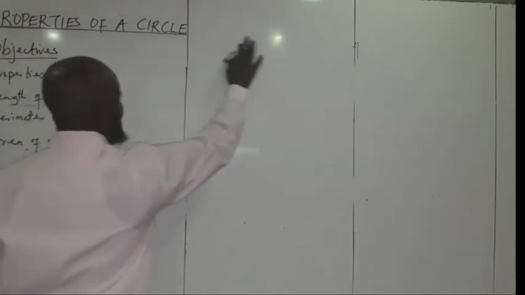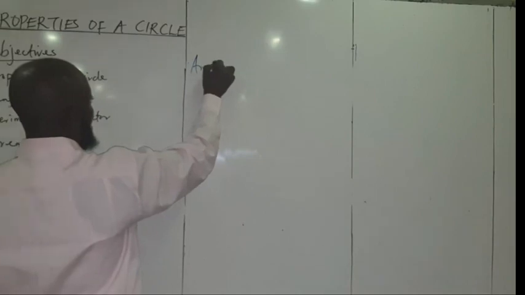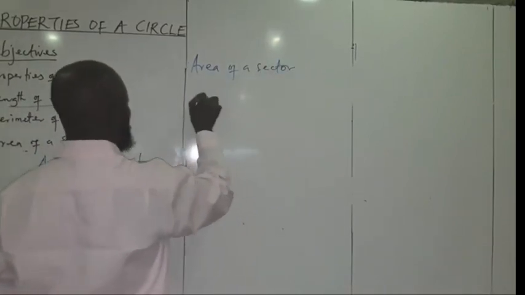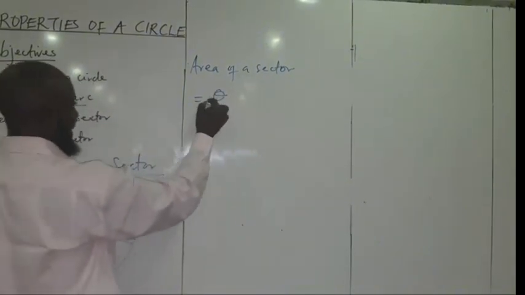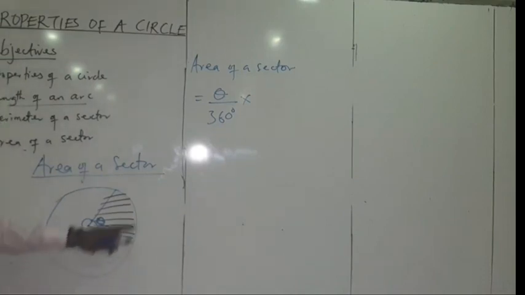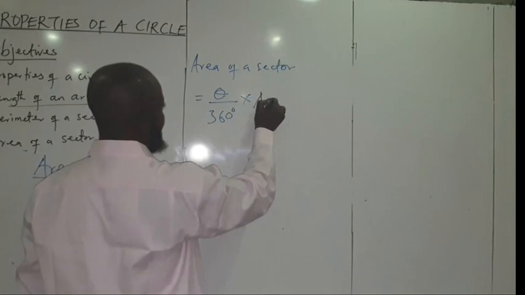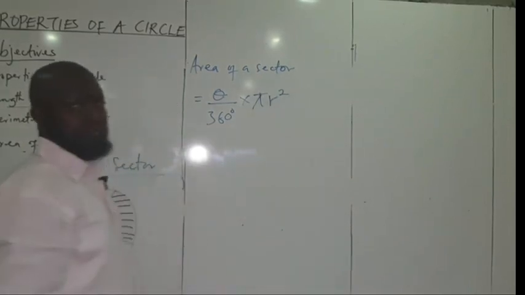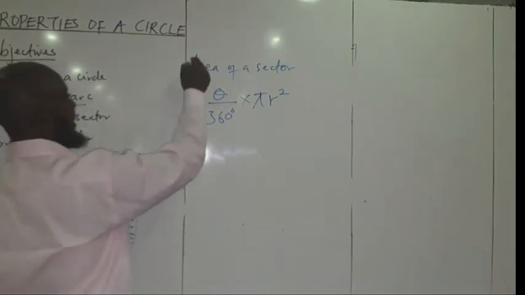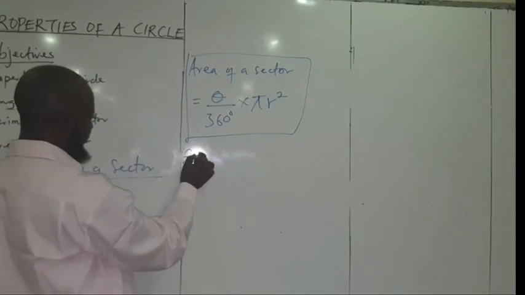So in this case, we have theta, and the area of a sector will be what? Theta divided by 360 degrees times the area of a circle. Area of that will be what? Pi r squared. So that is the formula for calculating the area of a sector. Now let's look at the example.